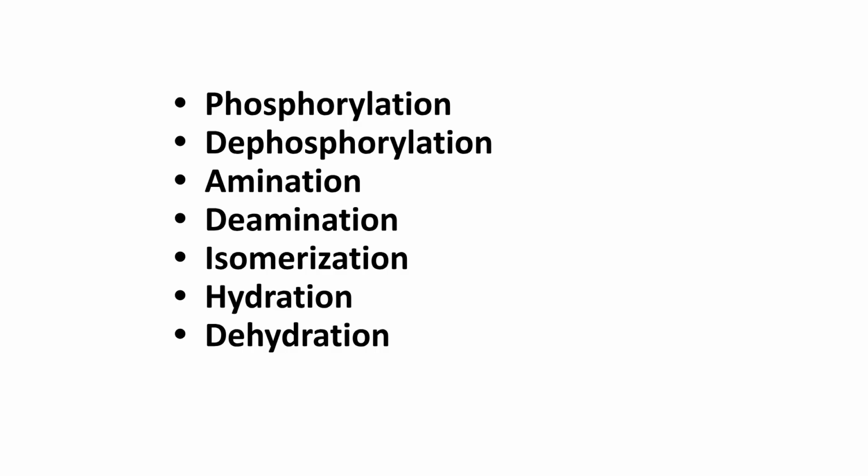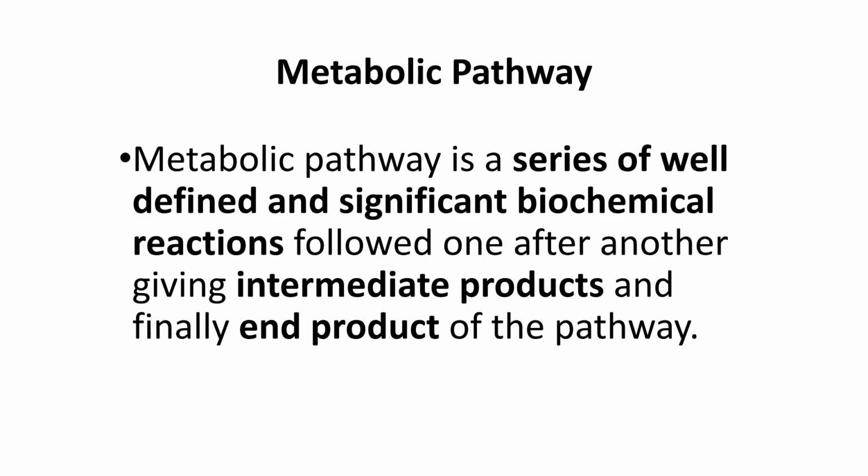A metabolic pathway is a series of well-defined biochemical reactions that follow one another, producing intermediate products and, finally, an end product. In a pathway, A is the precursor, B, C, and D are intermediates formed by enzymes E1, E2, and E3, and E is the end product formed by E4.